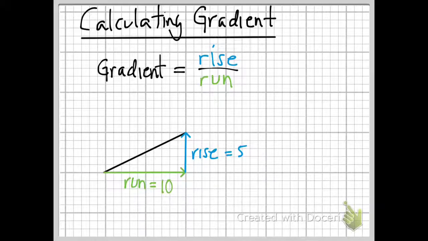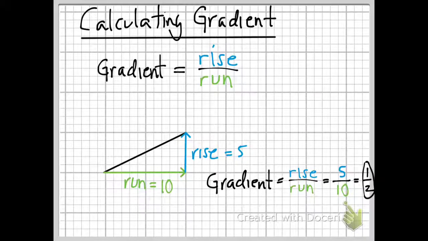Okay, so we can put those into the formula. We can figure out the gradient. The rise over the run would be 5 over 10, right? We reduce that fraction and we get 1/2. Okay, so the gradient for this line is 1/2.